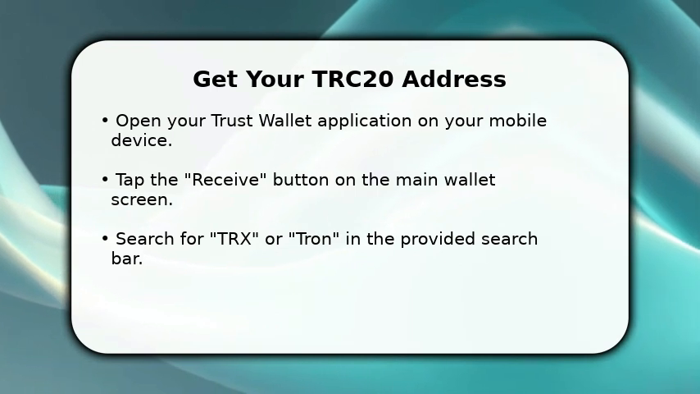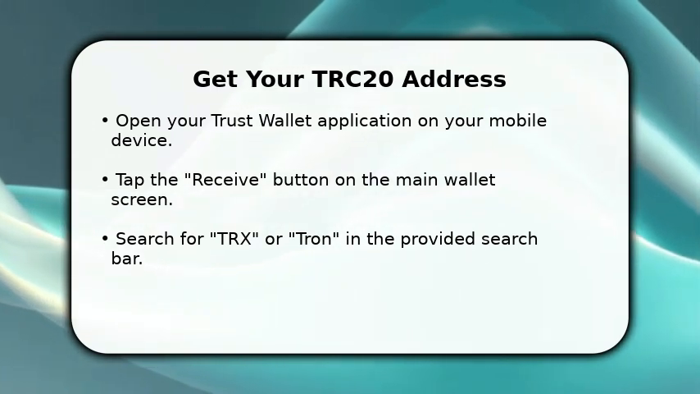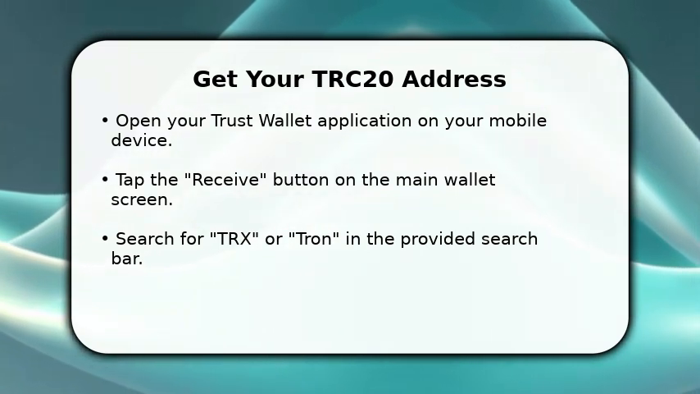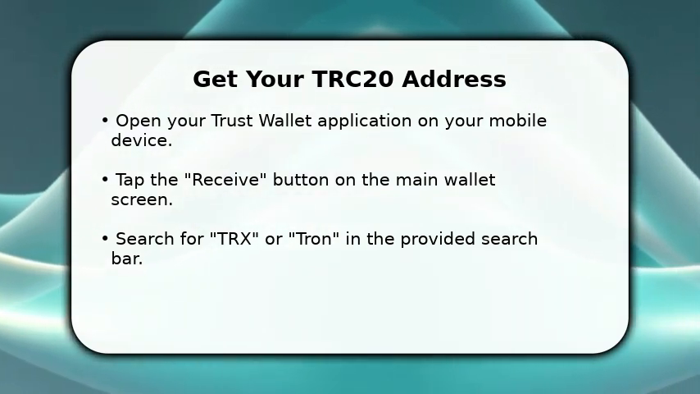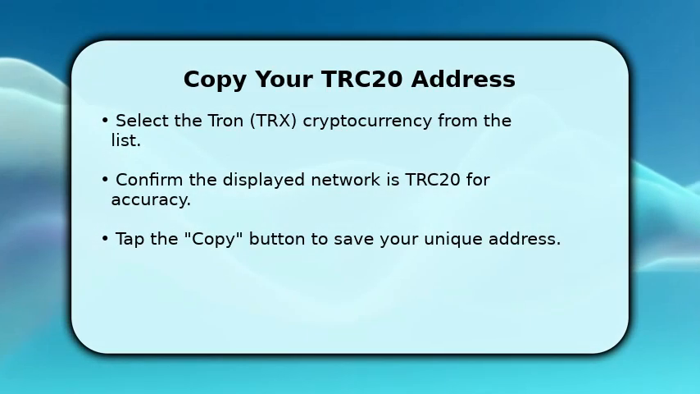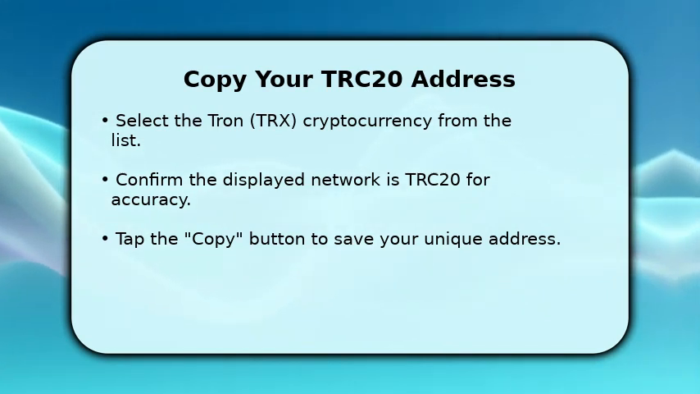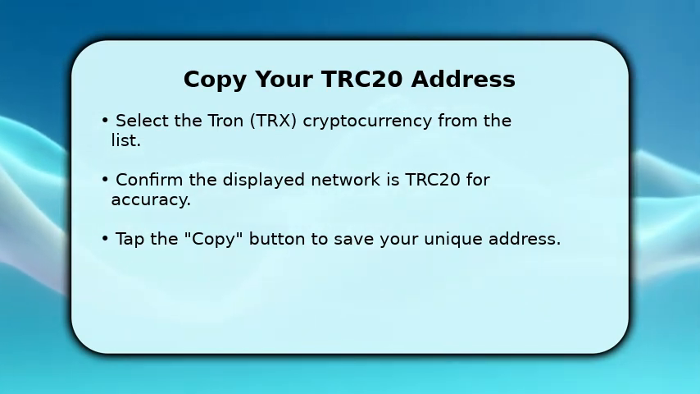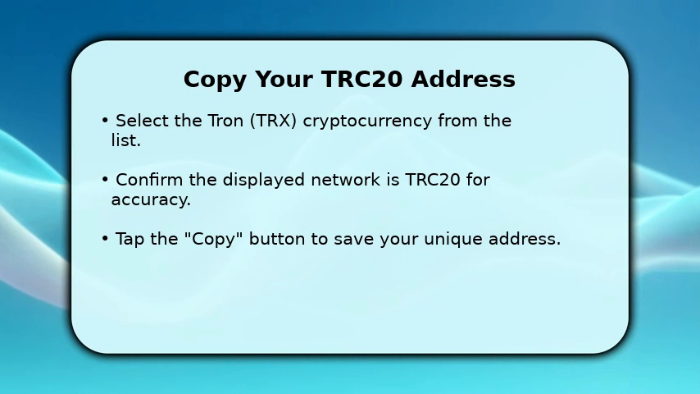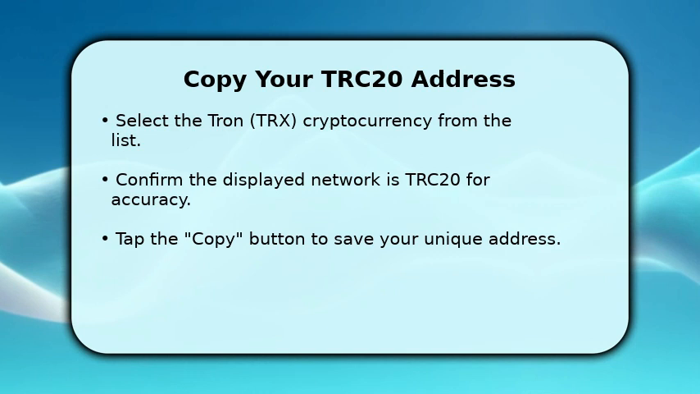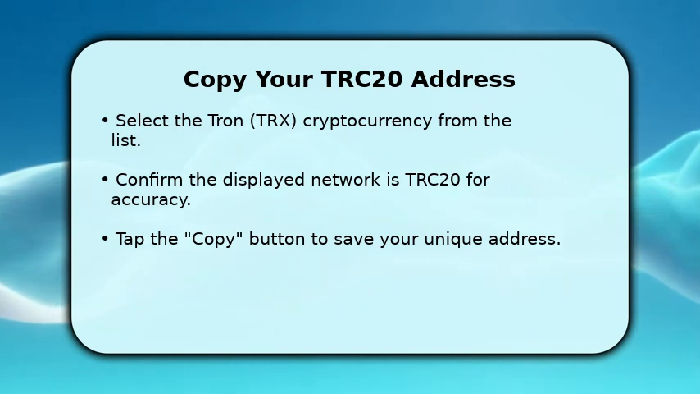This action will take you to a screen where you can search for different cryptocurrencies. In the search bar, type TRX or Tron to find the correct network. After searching, select the Tron TRX cryptocurrency from the results. It's crucial to confirm that the network displayed for your address is indeed TRC20 to ensure compatibility. Once you've verified this, you'll see your unique TRC20 address.